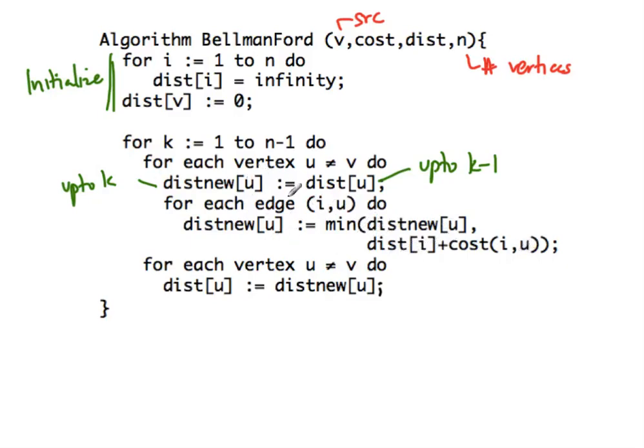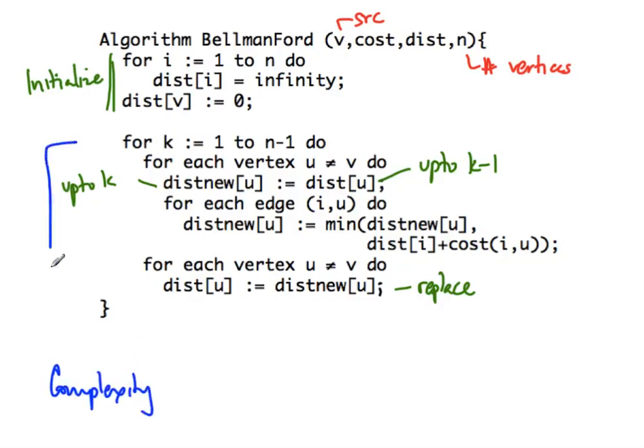And having done this for all the vertices, we just replace, right? We put back the values into the dist matrix and go back to the top of the iteration. So now dist has the values for k, and we do this from k equal to 1 to n minus 1, and we're done. So the complexity is fairly straightforward.